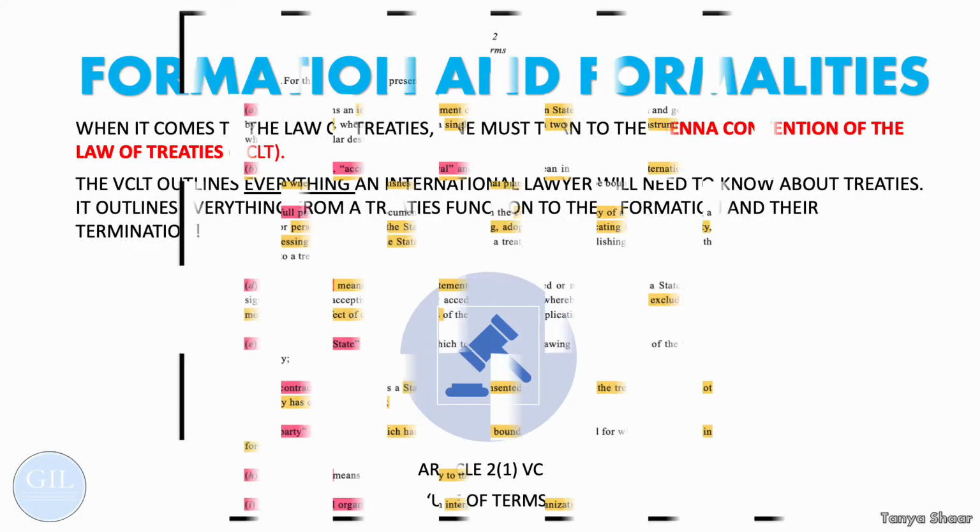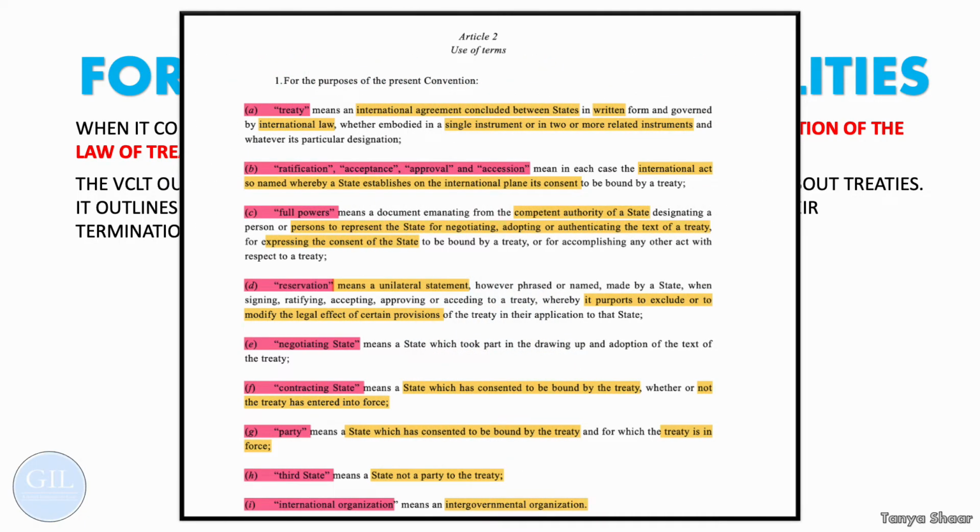of the VCLT. This article outlines key terms in the law of treaties which would be useful to look through very quickly before proceeding. Whilst all the articles of 2.1 are important, for the purpose of this section, I'd like to draw your attention to sections 2.1a, b, e, f, and g, which outline key definitions in the law of treaties.